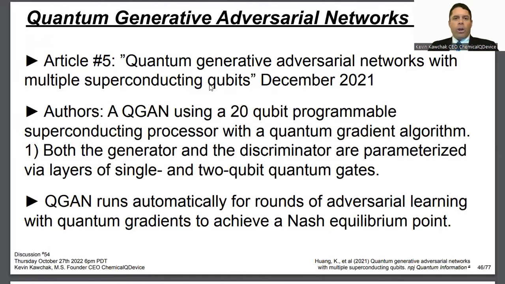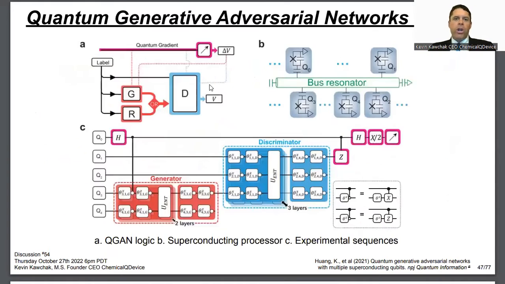And then, so here's the quantum. So here's quantum GAN. So quantum generative adversarial networks. This is December 2021. And then they used it with 20 qubit superconducting qubits and with a quantum gradient algorithm. And then everything's quantum, right? So I'll show you the diagram with this as well. Basically this QGAN runs automatically for rounds to achieve this Nash equilibrium. So you have these two networks that are against each other, and you want them in equilibrium.